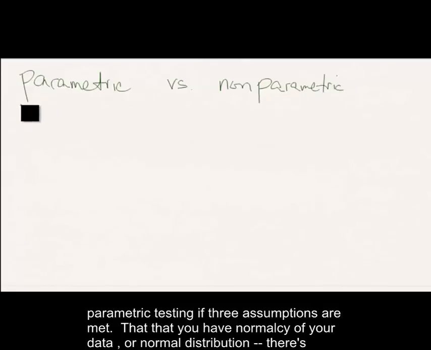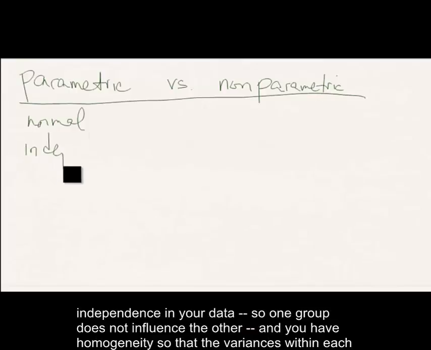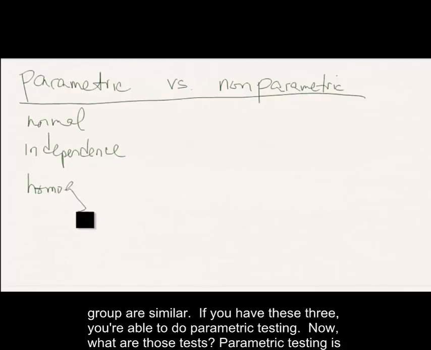And you can only do parametric testing if three assumptions are met: that you have normalcy of your data, or normal distribution, there's independence in your data, so one group does not influence the other, and you have homogeneity, so that the variances within each group are similar. If you have these three, you're able to do parametric testing.